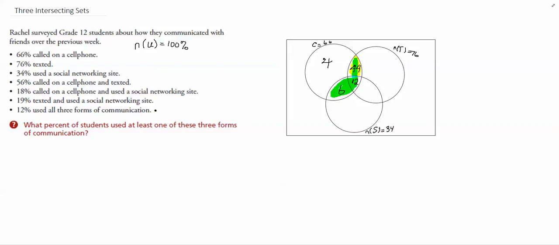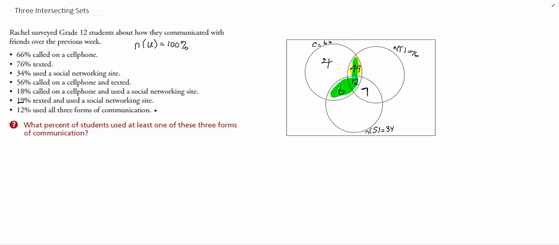Now I want to talk about the people who text and use a social networking site. So that's 19%. Again, we have to subtract the 12 that also use a cell phone, and 19 minus 12 gives us 7. Now, with that piece filled in, it allows us to determine how many people text only.